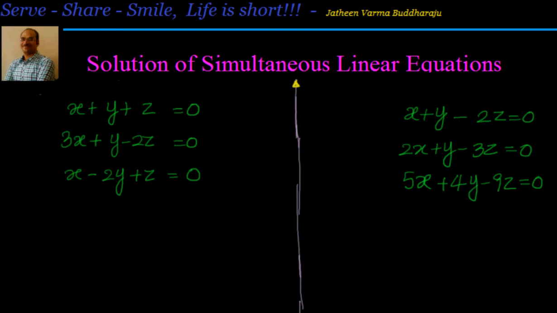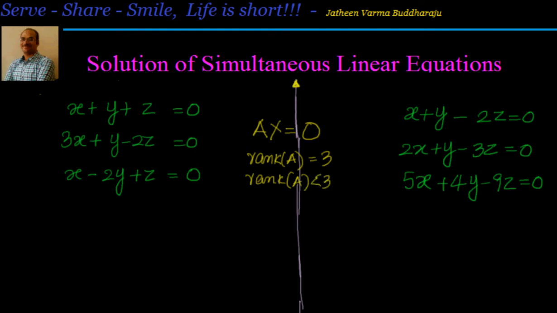In the last session, we have seen the concept related to solution of simultaneous linear homogeneous equations. And we have seen that we can convert this into the form of Ax equal to 0. And we know that if rank of A equal to 3, then the homogeneous equations will have trivial solution, that is x equal to 0, y equal to 0 and z equal to 0. If rank of A is less than 3, then we'll have infinite solutions.